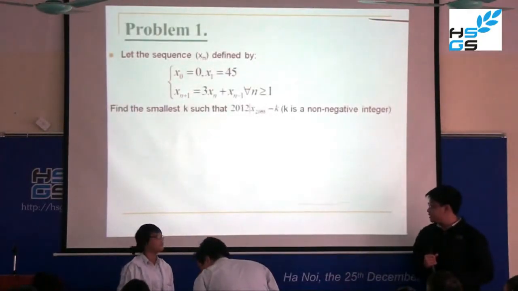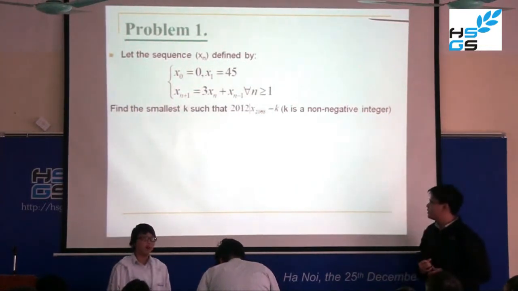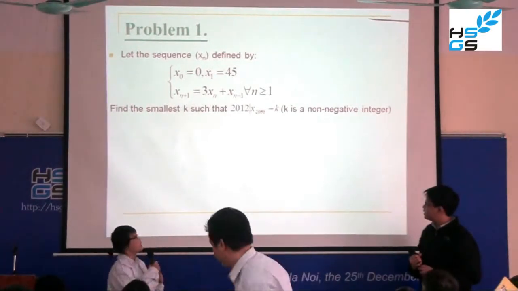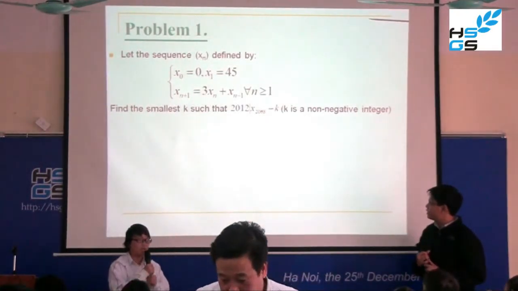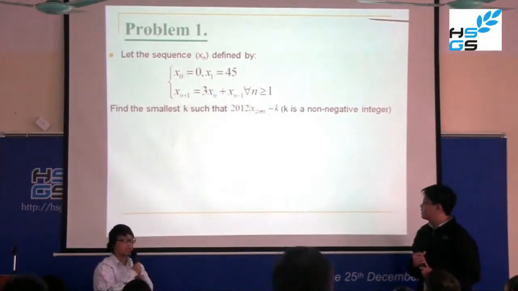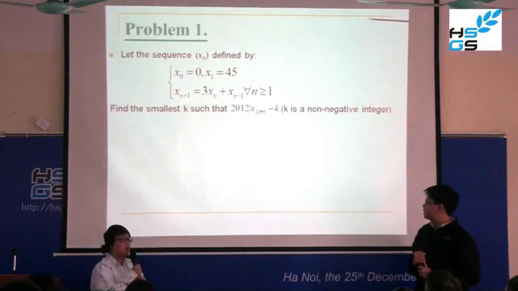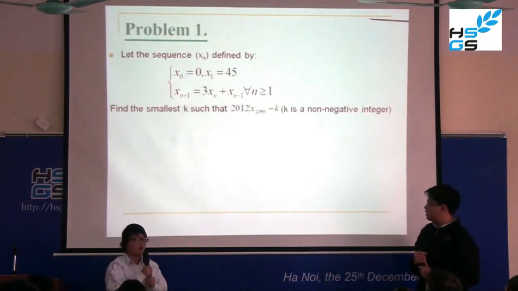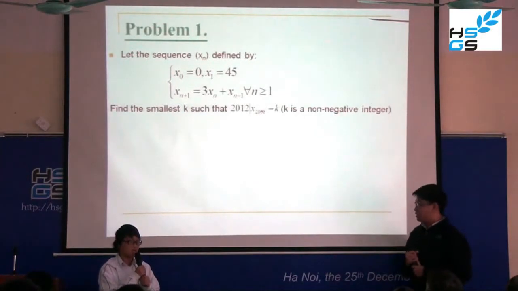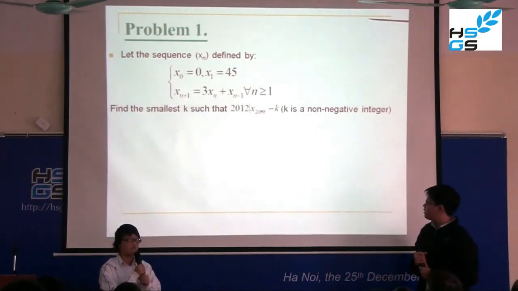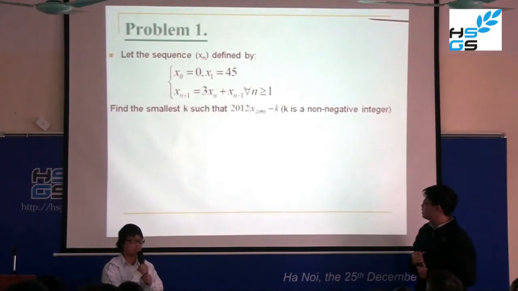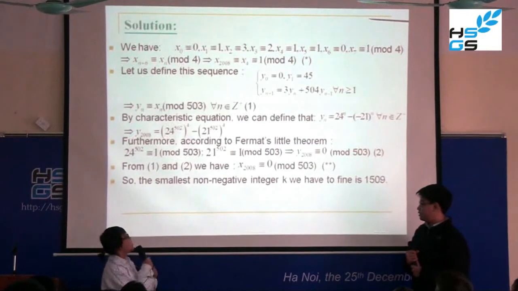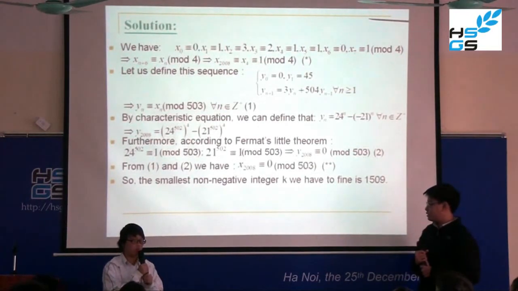Let's begin with the first problem. The sequence xn is defined by x0 equal to 0, x1 equal to 45, and x(n+1) equal to 3 times xn minus 1, for all n not less than 1. The mission is that we have to find a number k such that 2012 to the power 2008 minus k is a non-negative integer. Let's look through the solution for this problem.